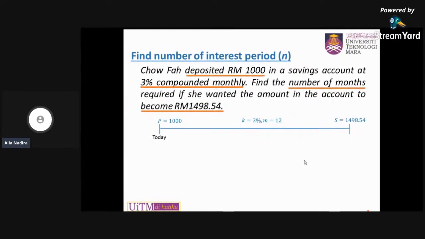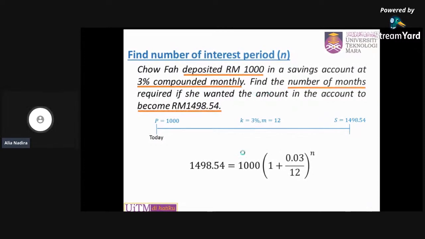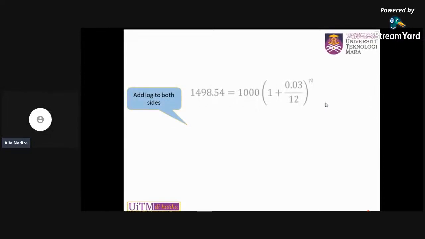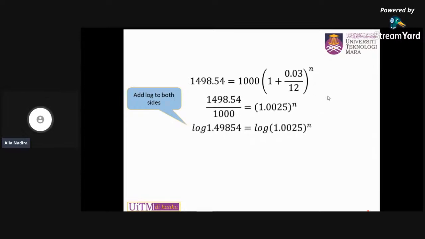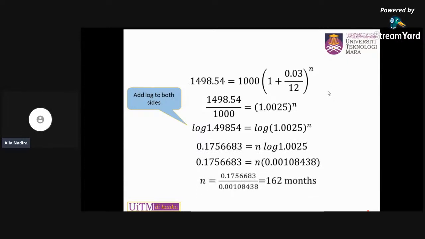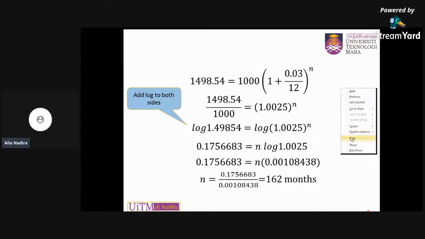Okay, so next example, we want to find your N, number of interest period. Okay, we want to find your N here. So you substitute the information given in the question into the formula. Okay, so here we want to solve this equation. So how? Okay, so in this example, we need to use log. Okay, so we have this equation.